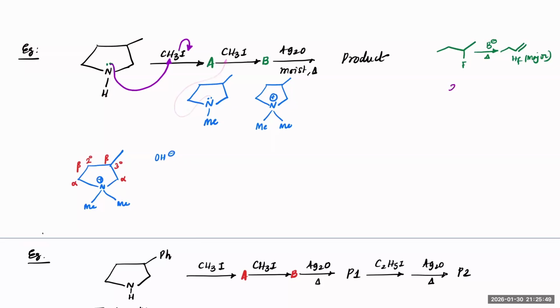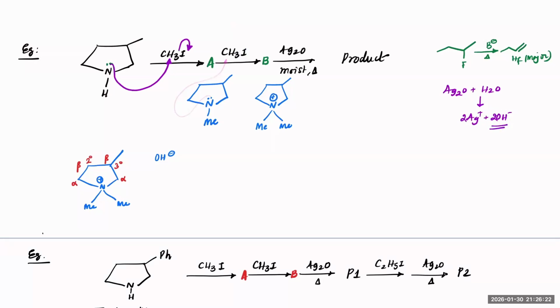When you take Ag2O and add it with H2O, moist, this will convert into 2 moles of Ag plus and 2 moles of OH minus. So basically it is giving OH minus, and this Ag plus is the one which will take away this I minus and precipitate itself. Back attack of I minus is not observed because silver is taking care of that.